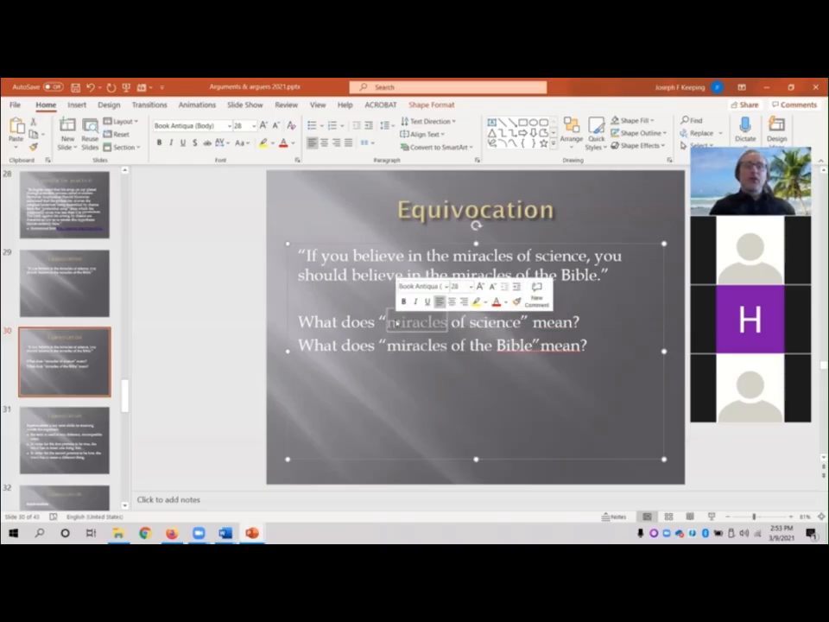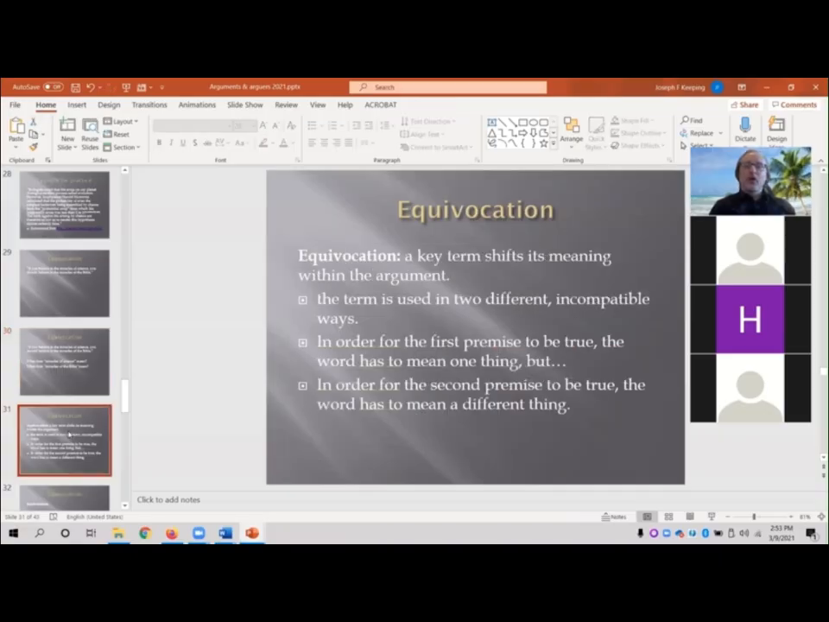in the two different instances that it appears. So this is what we call the fallacy of equivocation. I've given you a definition here: a key term shifts its meaning within the argument. There's actually a bunch of different ways in which the fallacy of equivocation can be defined, but it all has to do with the fact that words can be ambiguous.